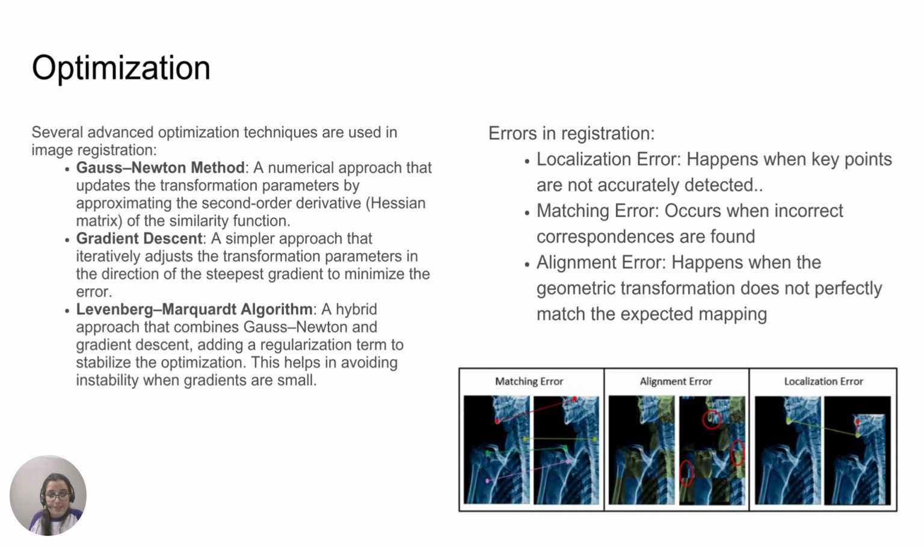However, during optimization, various errors can occur, as shown in this figure. First is the localization error. This arises when a key point is not accurately detected, causing its coordinates to shift. It can be minimized by using a good detection algorithm. Then the other one is the matching error. This measures the quality of key point detections by counting the number of false matches between the control point candidates. And the last one is the alignment error, which arises when there are geometric distortions between the images that deviate from the expected mapping model used for registration.